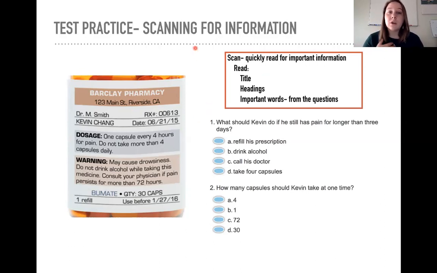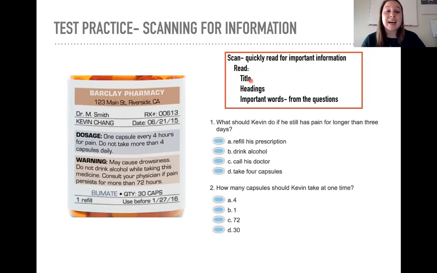So, in order to help you take the test faster and not waste any time looking at information that you don't need, I want us to practice some scanning. When you scan, you read quickly for important information. You don't read everything, you just read important information. Here we have a list of some things that you're going to be reading for.